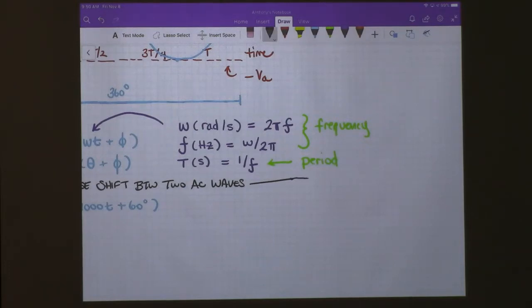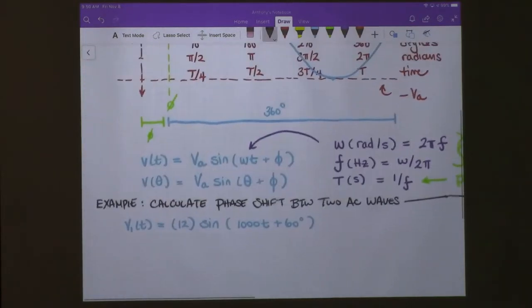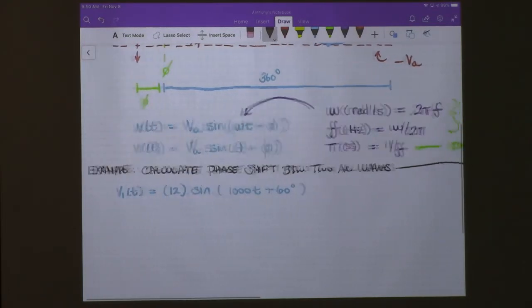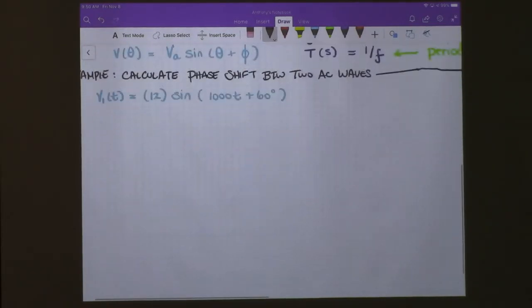For problems, you want to make sure that you're aware of the difference between omega and f, and make sure that you're using the correct one. Okay, so going back to this problem.